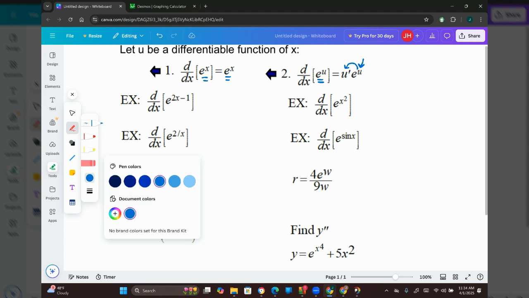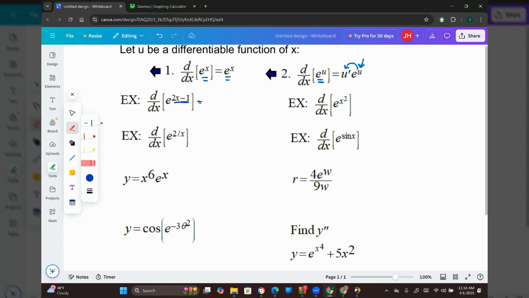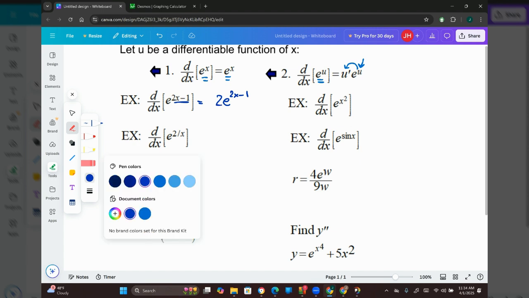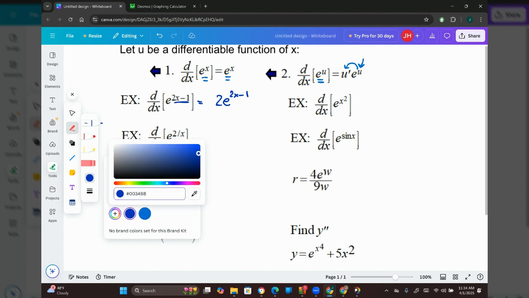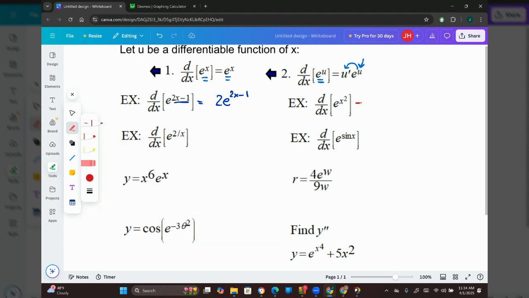So very simply, the derivative of e to the x is e to the x, but if you have a function inside the exponent, just rewrite the function, e to the 2x minus 1. And what is the derivative of the exponent? The derivative of the exponent here is 2. So your answer is 2e to the 2x minus 1. Same thing on this next problem to the right. Rewrite the exponential, e to the x squared. What's the derivative of x squared? Multiply by 2x. And that is your derivative of e to the x squared.